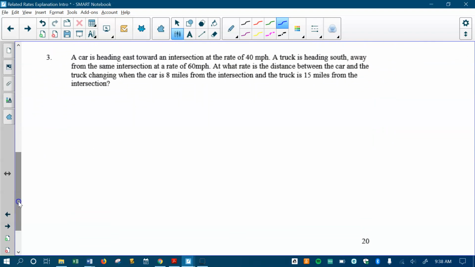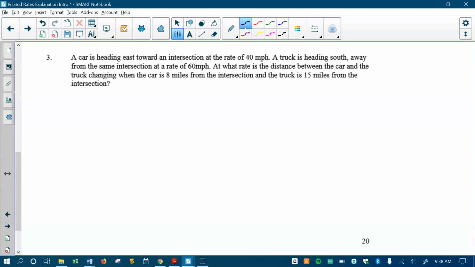A car is heading east. Love when these happen. A car is heading east toward an intersection at the rate of 40 miles per hour. A truck is heading south. Now, what I would recommend is that you actually read through the problem, pause, and set it up on your own, and check your answer when you're all done and see if you got it right. I'll keep going, though. The truck is heading south away from the same intersection at a rate of 60 miles per hour. At what rate is the distance between the car and the truck changing when the car is 8 miles from the intersection and the truck is 15 miles from the intersection?